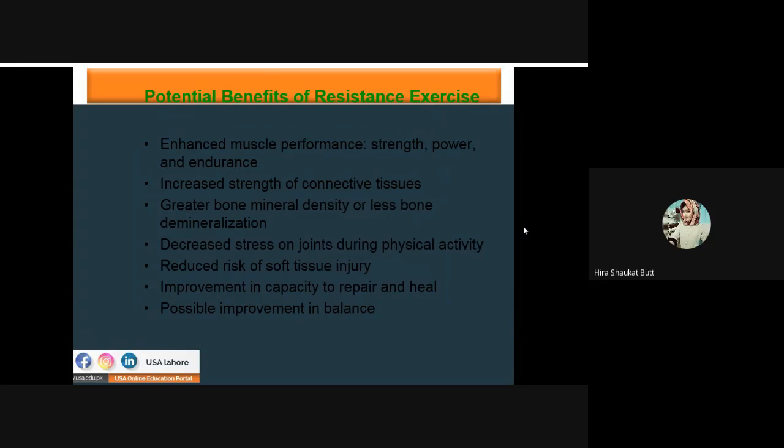Increased strength of connective tissue will be there if you use resisted exercise. There will be greater bone mineral density or less bone demineralization. That also means it improves the strength of hard connective tissue, that is the bone. It increases bone strength as well. It decreases stress on the joints during physical activity. It reduces risk of soft tissue injury. It improves capacity to repair and heal. Possible improvement in balance.